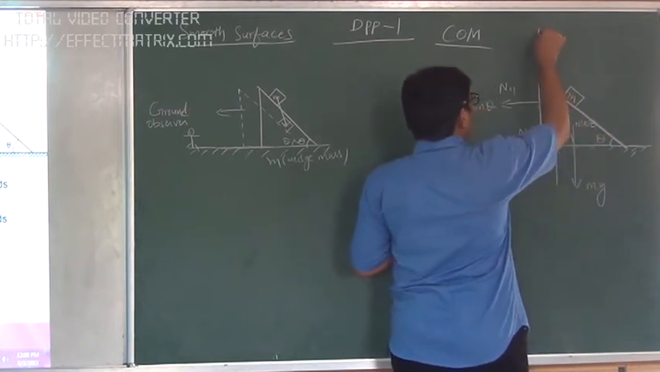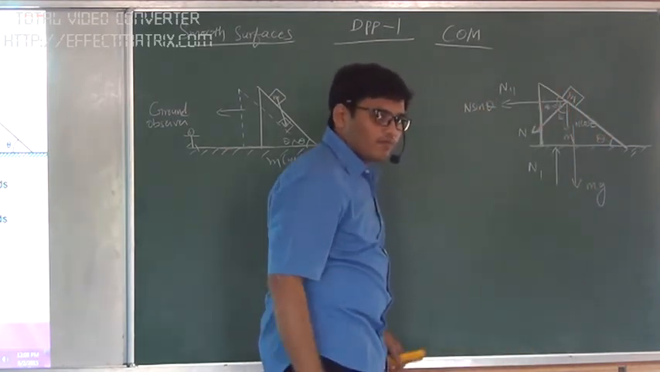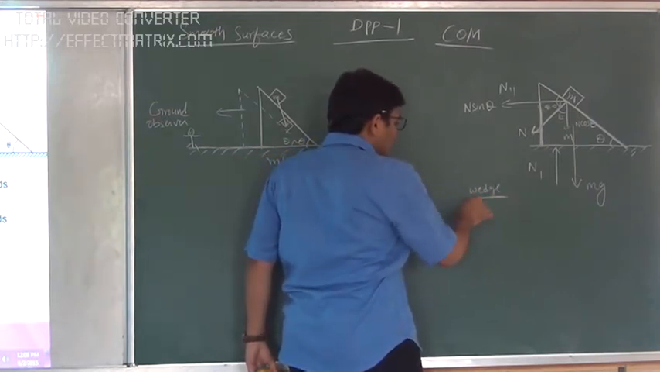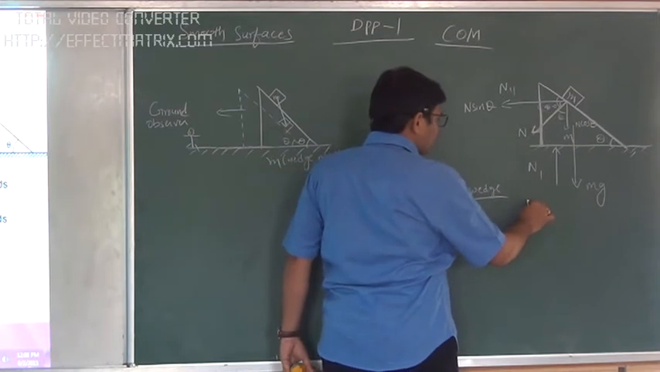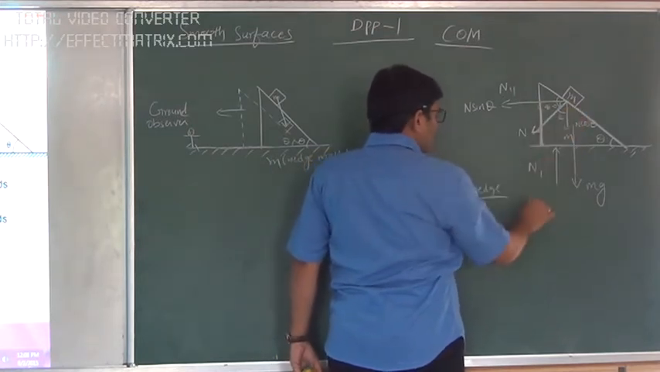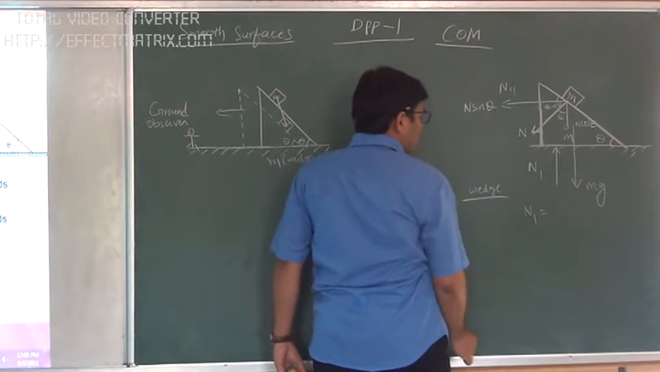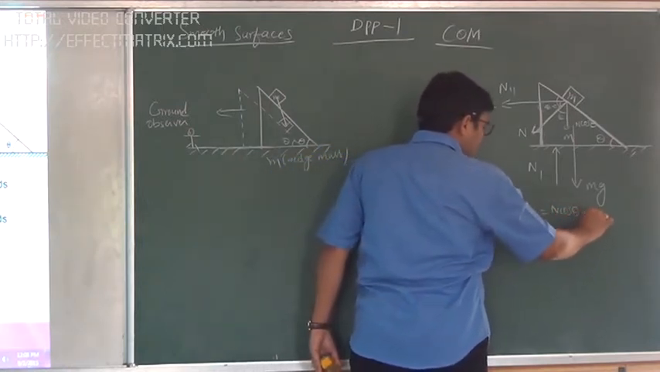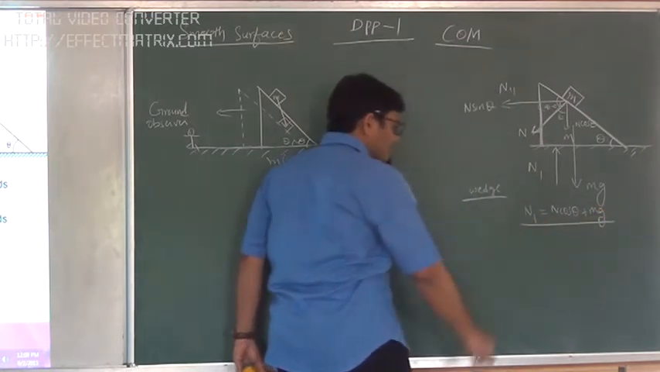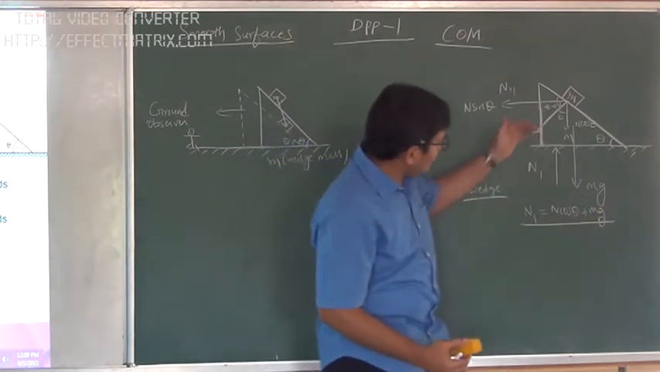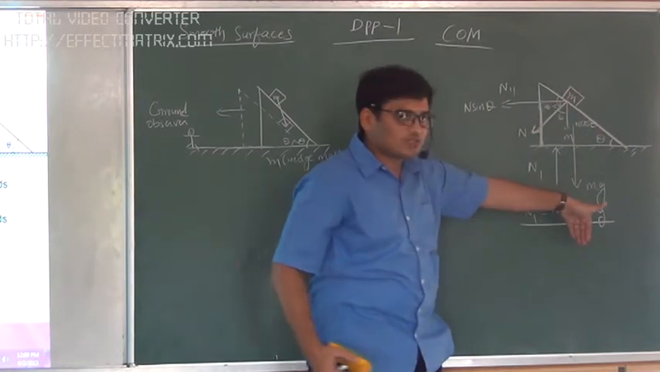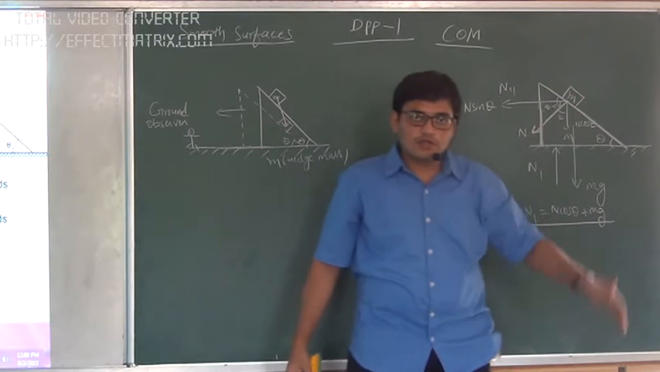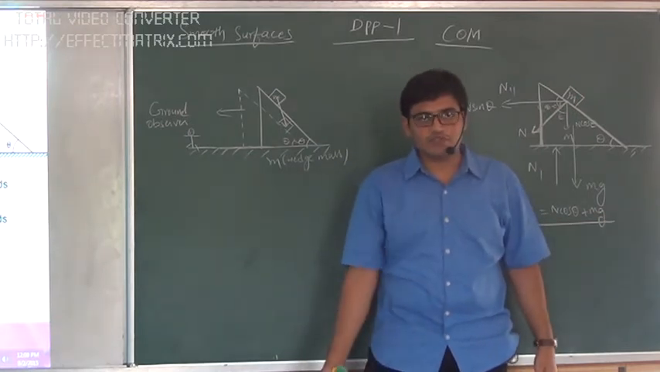So on the wedge, if you draw the free body diagram, what do you get? N1 is upward, N cos theta is downward and Mg is also downward. So N1 equals N cos theta plus Mg. This is one of the relations.